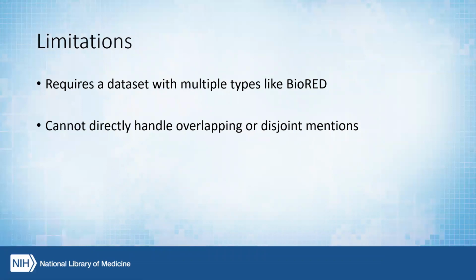There are 2 relevant limitations. First, the AIONER approach requires a dataset like bio-read, which is annotated with the entity types of interest. However, we have shown that AIONER can be successfully applied to additional entity types and datasets. Second, like other straightforward tagging schemes, the AIONER approach cannot directly handle overlapping or disjoint mentions.